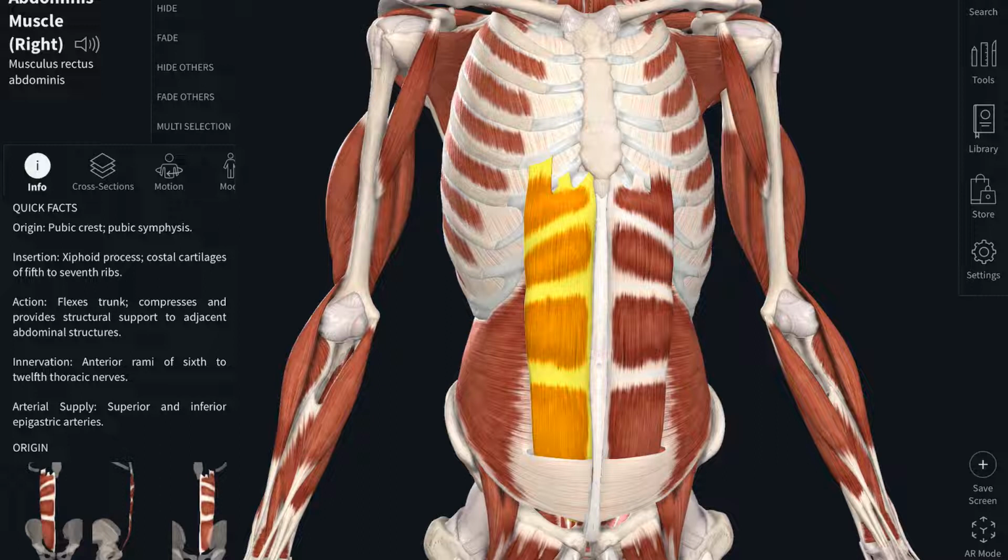Due to the superficial nature of the fibrous band separating the bellies of this muscle, they have a unique and well-known appearance. And usually in a well-defined individual, you may be able to observe an 8-pack because the linea alba and 4 horizontal fibrous bands create 8 bellies of the muscle. And these 2 parallel muscles run vertically from the pubic crest to the xiphoid process and the cartilage of the 5th, 6th, and 7th ribs. And contraction will provide flexion of the spine.